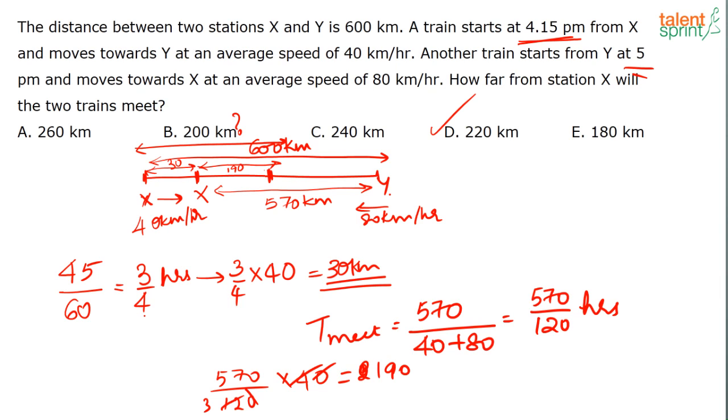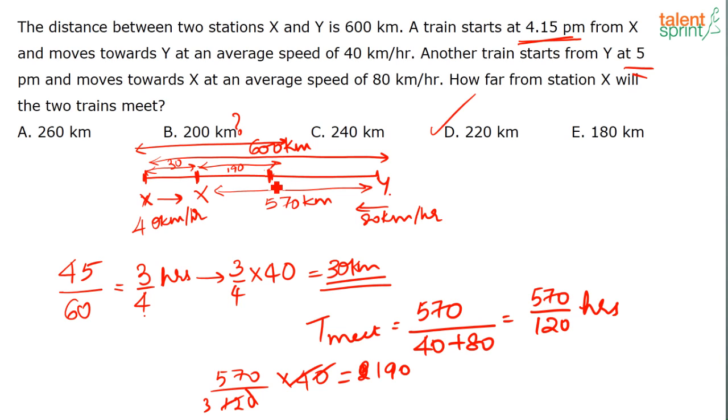Ma'am, why are you multiplying 570 by 120? Into 40, correct? See, why I am multiplying is, let us say from 5 o'clock, train X is starting from this point and it is meeting train Y here. Now the time taken to meet is 570 by 120 hours. So I am actually finding out the distance travelled by this train X from this point till this point. How do I calculate it?